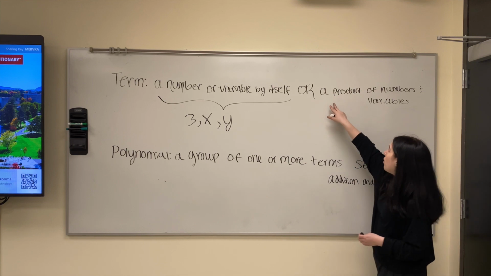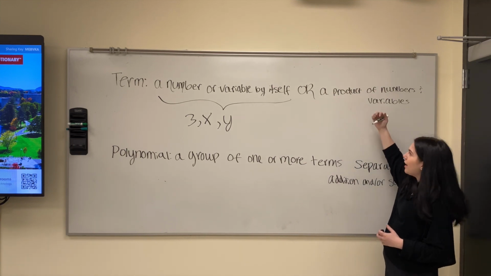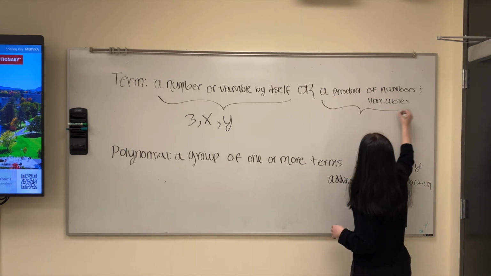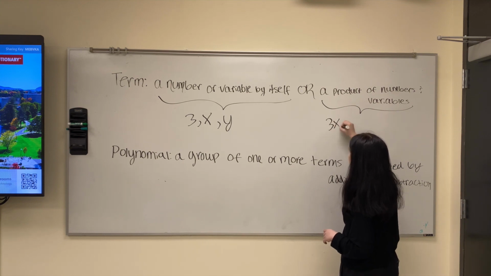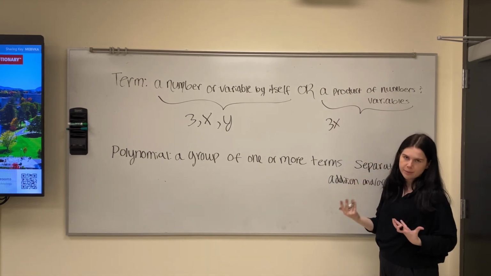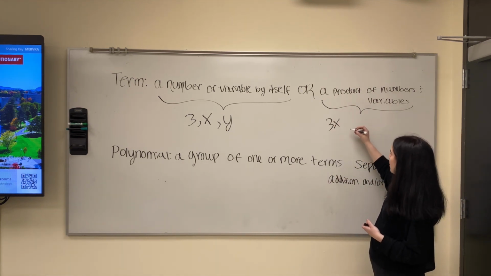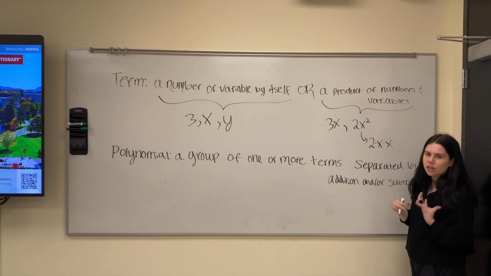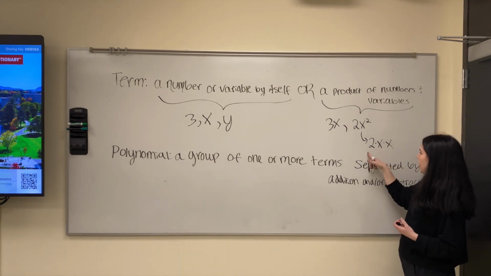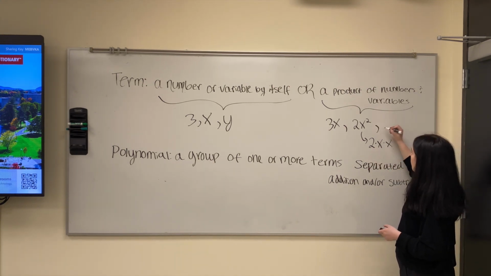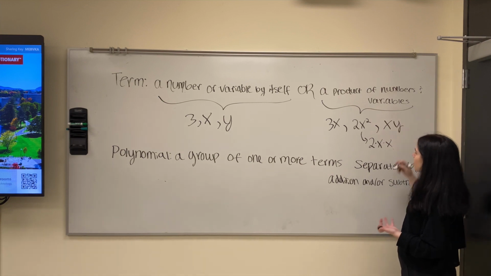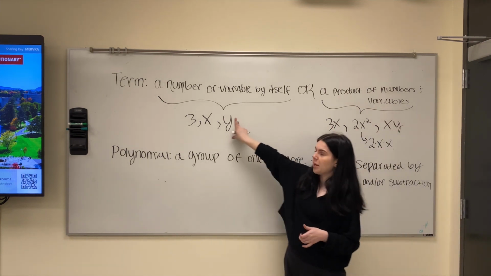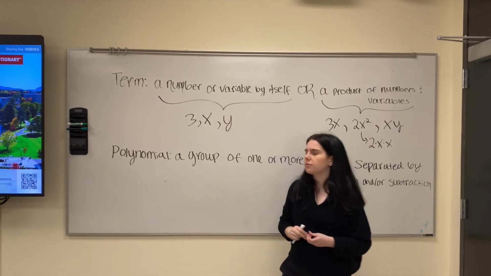A term can also be a product of numbers and variables. So some examples of this would be 3x, which is the product of 3, a number, and x, a variable. We could have something like 2x squared, which we can think of as 2 times x times x, which is the product of a number and some variables. We could also have something like xy, which is the product of 2 variables. So these are all examples of terms.